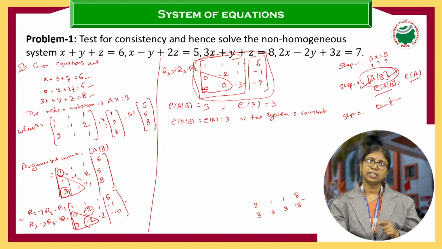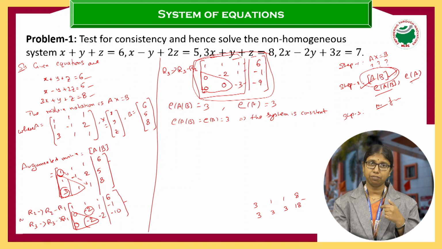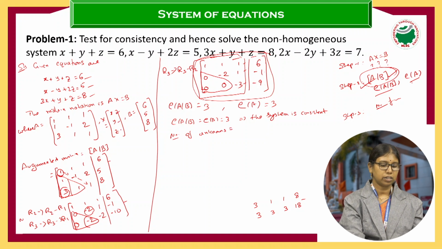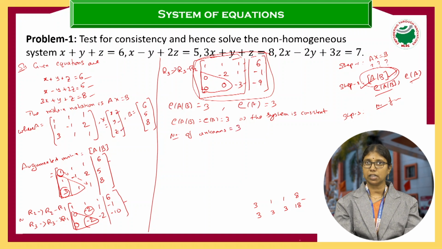So how can we calculate the solution? We have to identify whether the system has a unique solution or infinite solutions. Again, that we can define based on the number of unknowns. How many unknowns do we have in this question? We have 3 unknowns, x, y, z. So the number of unknowns is 3.